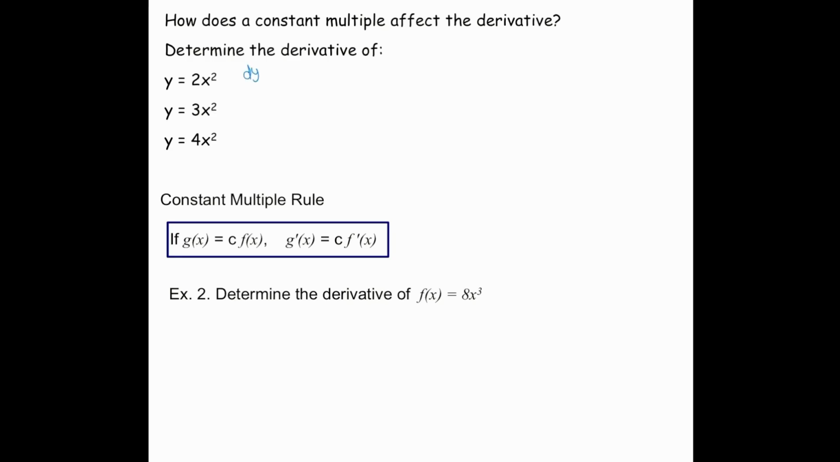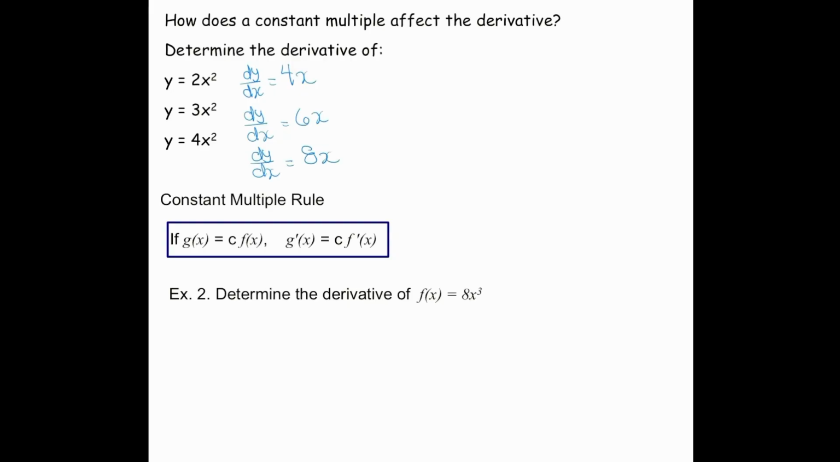So dy over dx is equal to 4x. My y equals 3x squared. The derivative of that, dy over dx, is going to be equal to 6x. And my derivative of y equals 4x squared, you should have found dy over dx is equal to 8x.